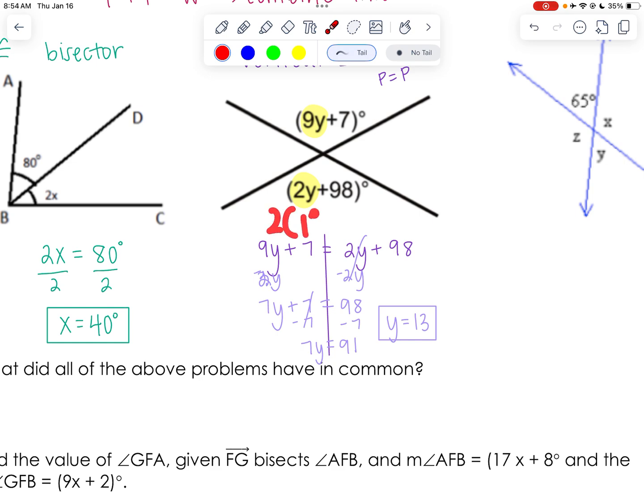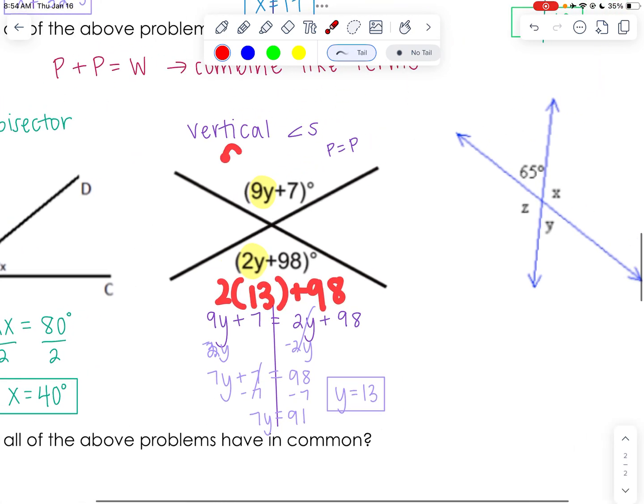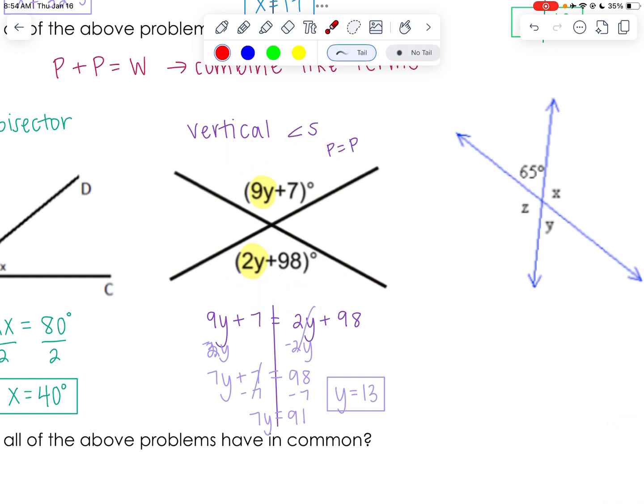So I could do 2 times 13 plus 98, and I could type that into the calculator. And then I can also do 9 times 13 plus 7. And because it was part equals part, they should be the same thing. So I'm going to give you a minute to just pause the video real quick, type this into the calculator, and see what you get. And if you do it correctly, you should get 124 on both sides.